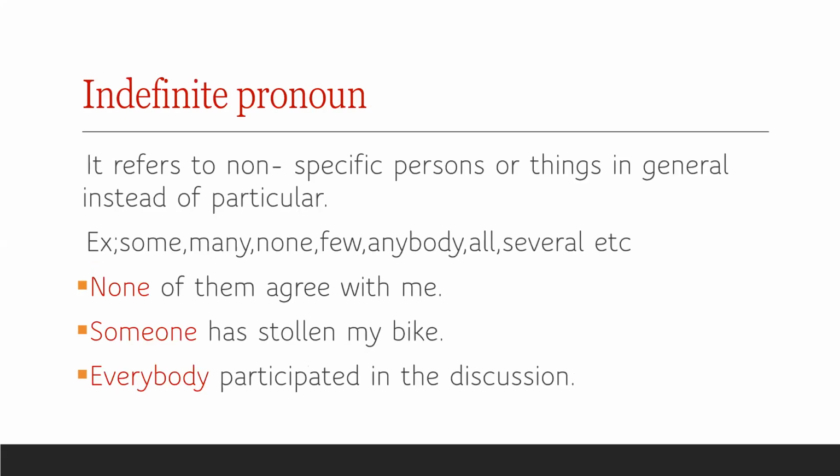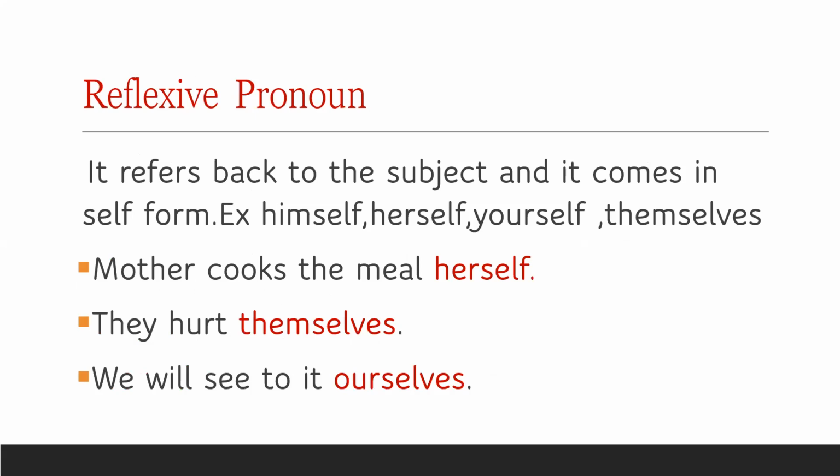Next is indefinite pronoun. It refers to non-specific persons or things in general instead of particular. For example, some, many, none, few, anybody, all, several, etc. Look at the examples. None of them agree with me. None here is indefinite because we are not sure about whom we are talking. Someone has stolen my bike. Someone, indefinite pronoun. Everybody participated in the discussion. Everybody is indefinite pronoun.